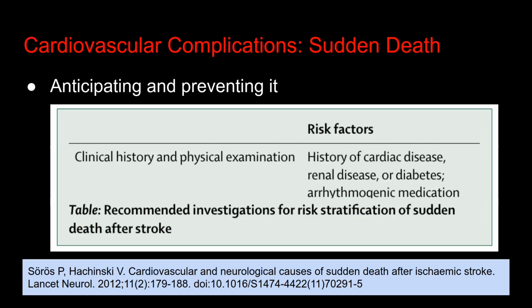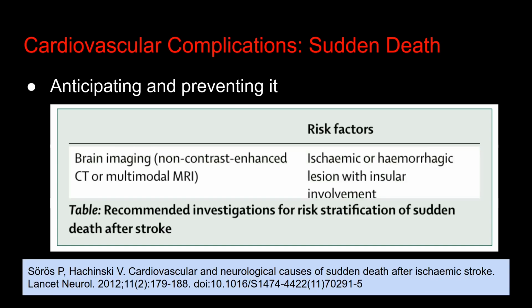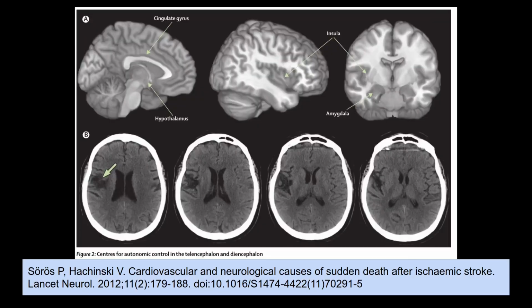Okay, so the history of a cardiac disease or the kidney disease and diabetes should alert you of these possible complications. The presence of an insular involvement on the imaging studies. Now let's talk about this. Okay, what is the insula?